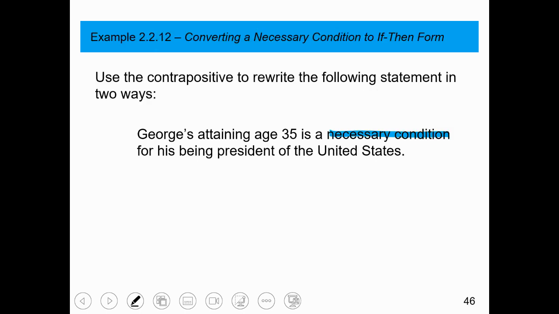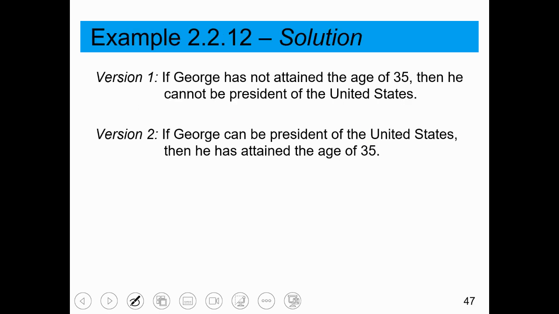So again, if we go back here, George attaining the age of 35 is P. His being president is Q. And so this says not P implies not Q. And this says Q implies P.